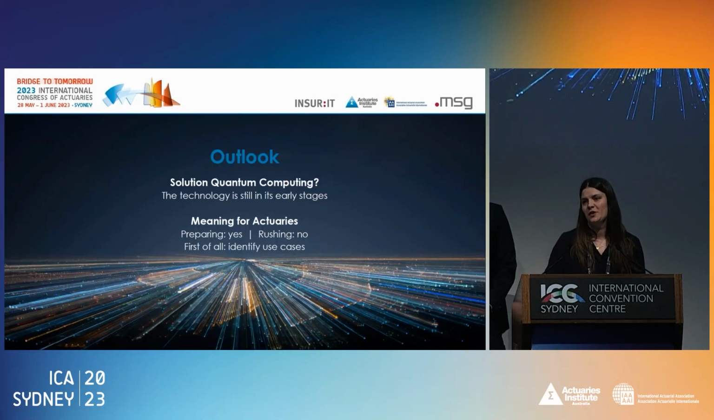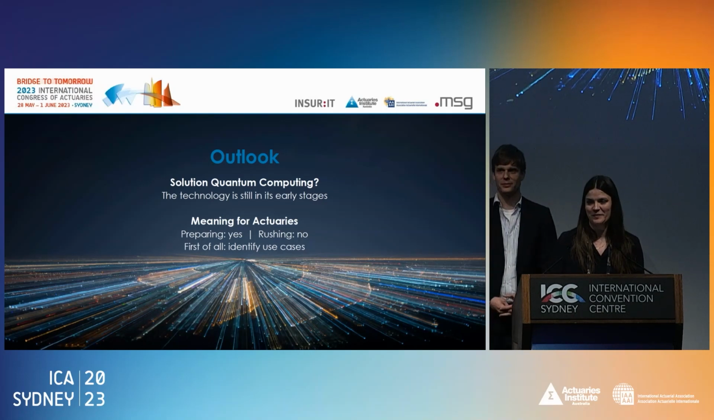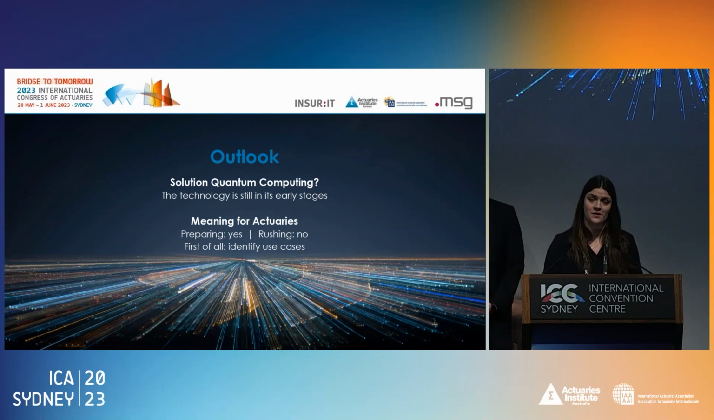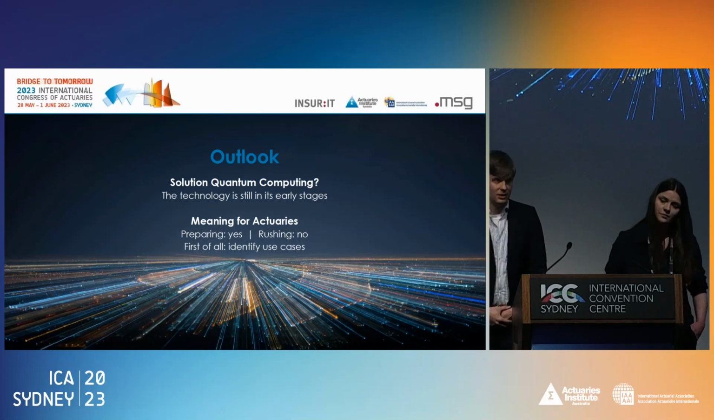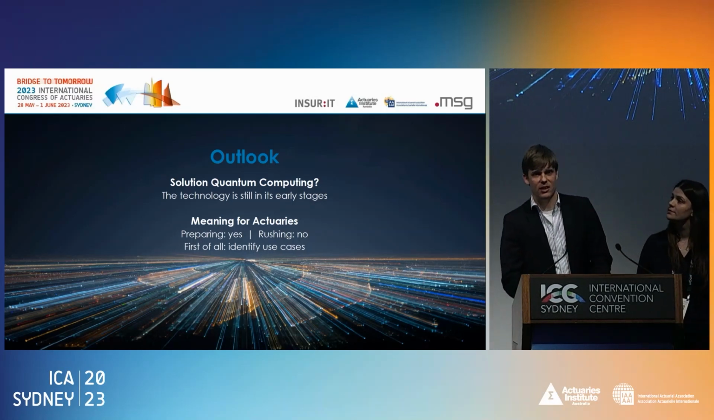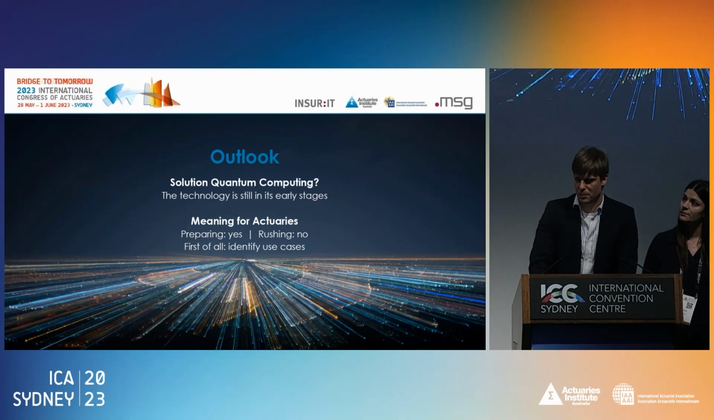So what should you take home from our presentation? Quantum computing is still arriving in businesses, and there are first attempts of using it, for example, in the area of optimization. But on the other hand, it's still in its early stages. So what does this mean for us actuaries in special? Well, it is good to be prepared and know that there is something like quantum computing, that there's something coming.